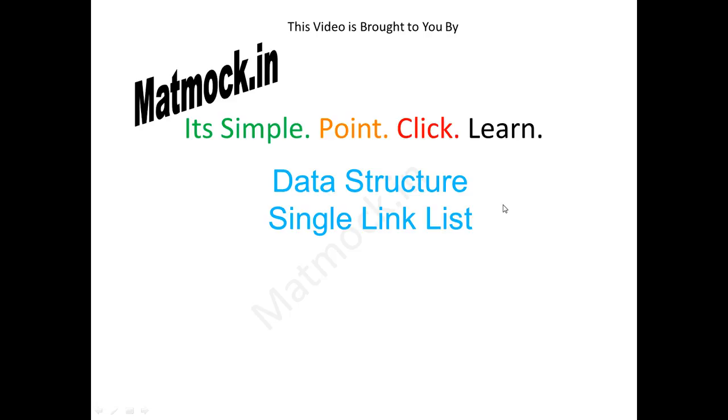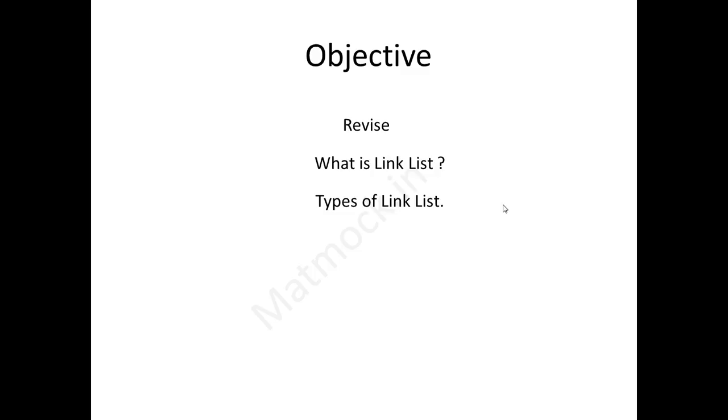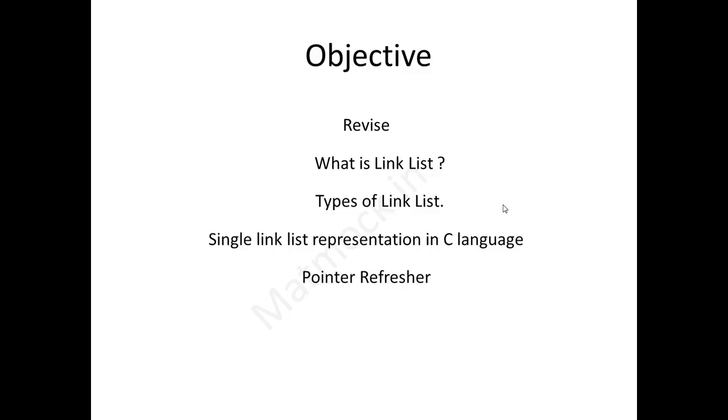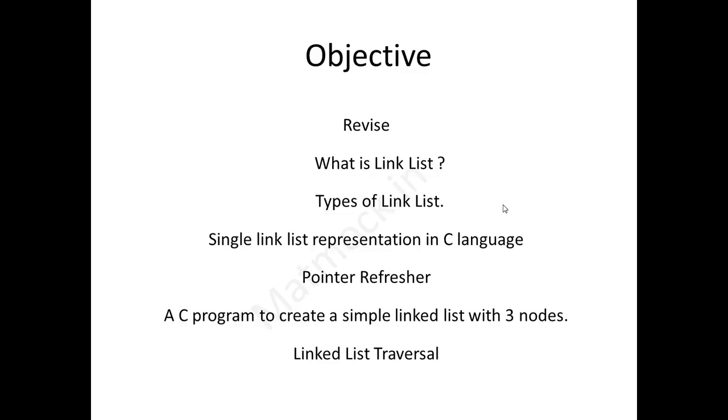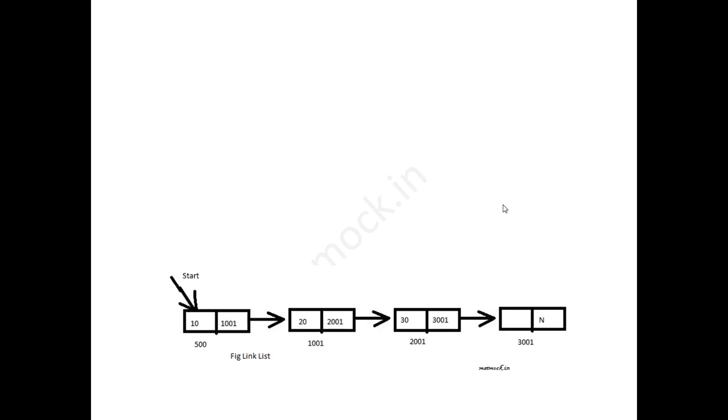Today's topic is data structure single linked list, C program. The objective of this lesson is to revise what is a linked list, types of linked list, single linked list representation in C language, a pointer refresher, and then a C program to create a simple linked list with 3 nodes. After that we will traverse the linked list.